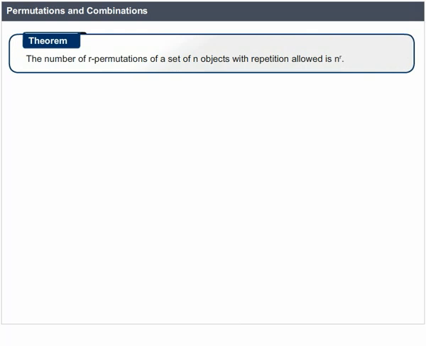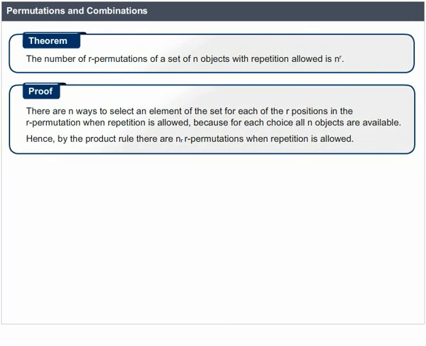The number of r-permutations of a set of n objects with repetition allowed is n^r. Proof. There are n ways to select an element of the set for each of the r positions in the r-permutation when repetition is allowed, because for each choice all n objects are available. Hence, by the product rule, there are n^r r-permutations when repetition is allowed.